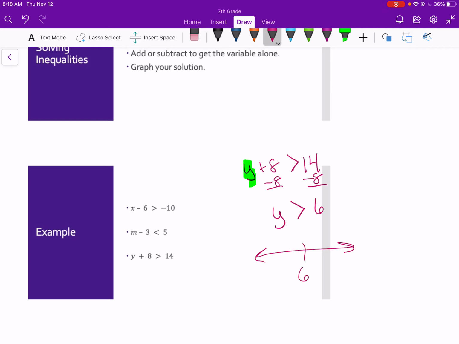I know it's an open circle because it doesn't have an equal to. Pick my favorite number 0 and say, is 0 greater than 6? Well, no it isn't, so I'm going to point away from the 0. So there's my graph.